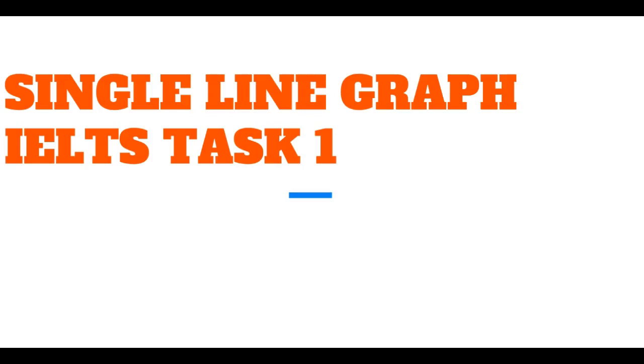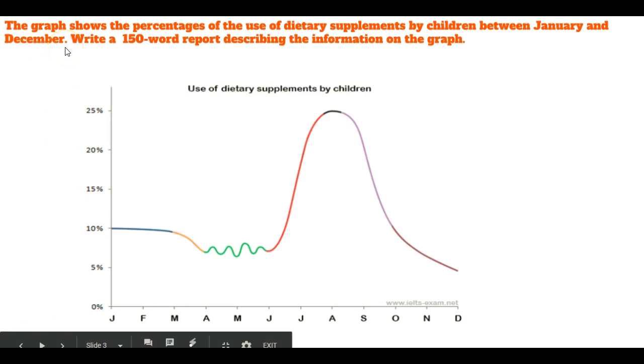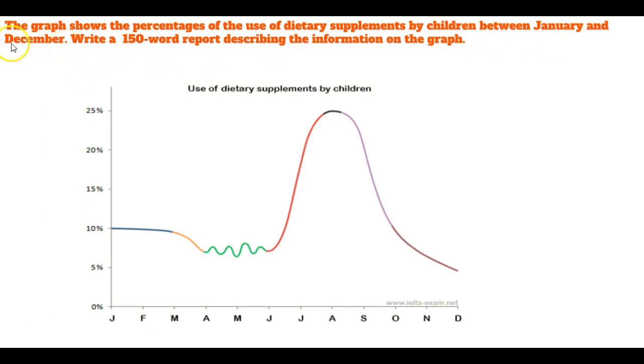Well guys, today we're going to give a sample on a single line graph. We're going to talk about the steps and the language that you need to use in order to describe the information on the line graph. Here we have the question. The graph shows the percentages of the use of dietary supplements by children between January and December. Write a 150-word report describing the information on the graph.